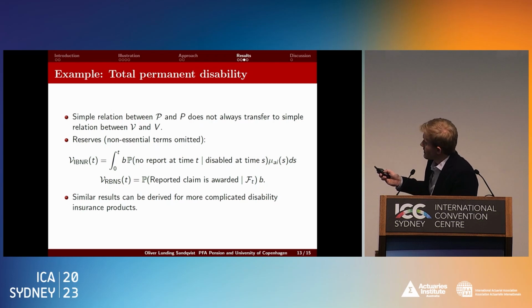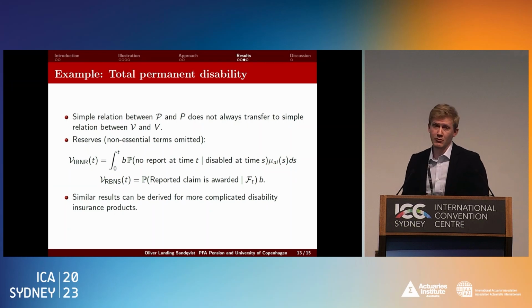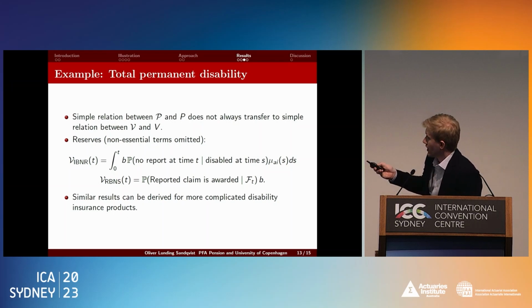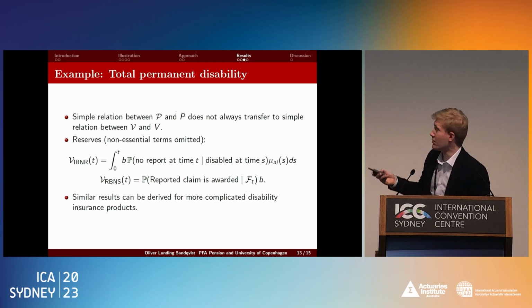And for each of these time points, you need to calculate the probability that the person became disabled at this prior time point S. This is given by the disability intensity mu AI(S) ds. But for the IBNR reserve, you only need to reserve for those who have not yet reported their disability. Otherwise, you would use the RBNS reserve or something different. So you have to multiply with the probability that you have still not reported your disability, even if you became disabled at time S. And for each of these people, you should simply reserve the disability sum B.